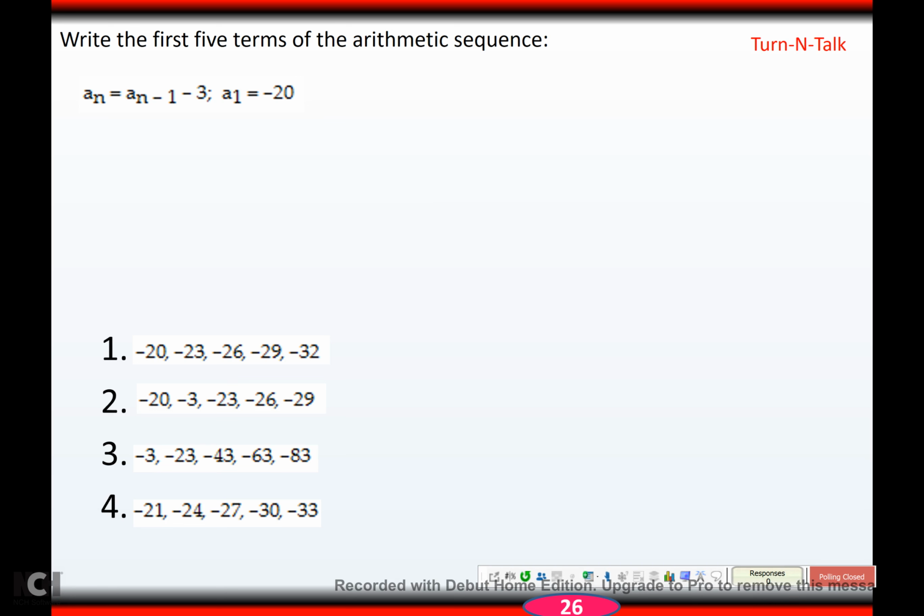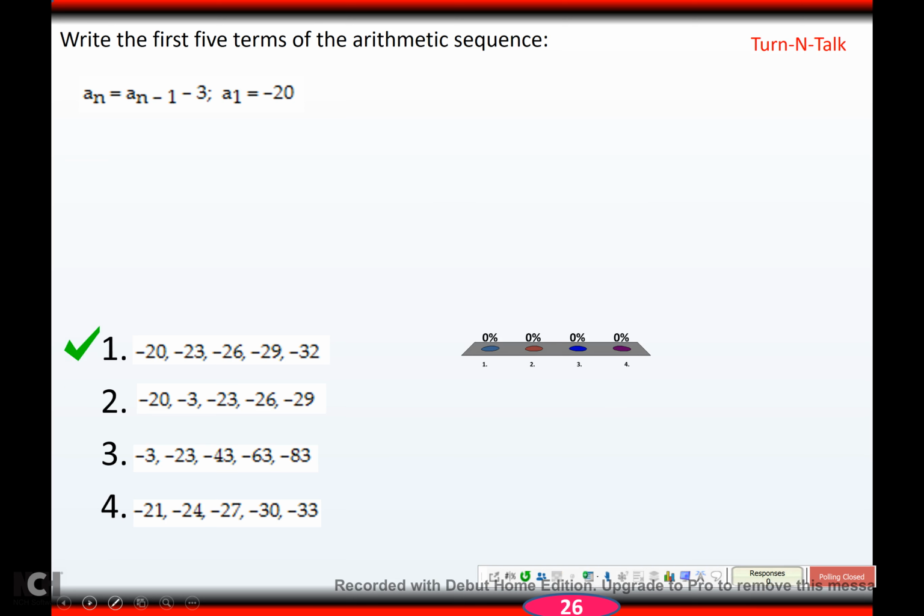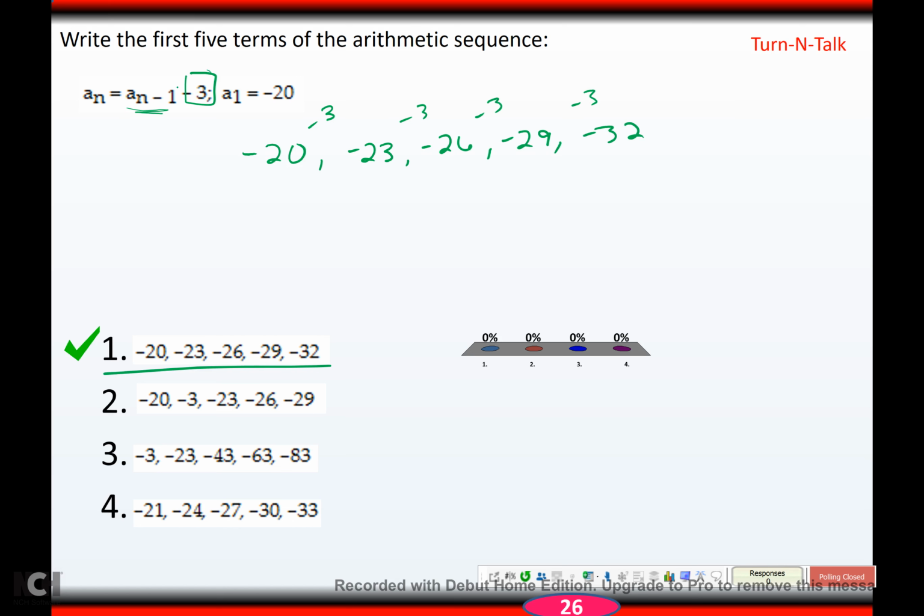Alright, so you try this one, hit pause, come back when you're ready. And hopefully you got one. Alright, so this says start at negative 20 and subtract 3. So negative 20 minus 3 would be negative 23. Minus 3 would be negative 26. Minus 3 would be negative 29. Minus 3 would be negative 32. Like I said, you can do all the fancy math if you want to, but in a recursive formula, it's saying take the previous term and subtract 3. So they're telling you the pattern is to subtract 3 every time.